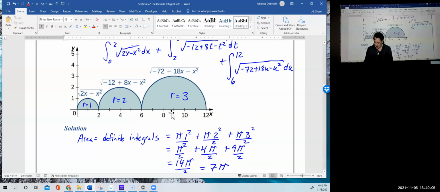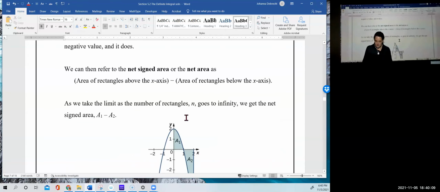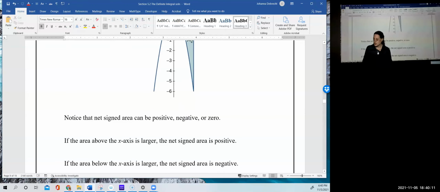So let's keep going. Don't forget to divide them by 2 for the next part. Pause the video, do the work, and then turn the video back on to check your answer.